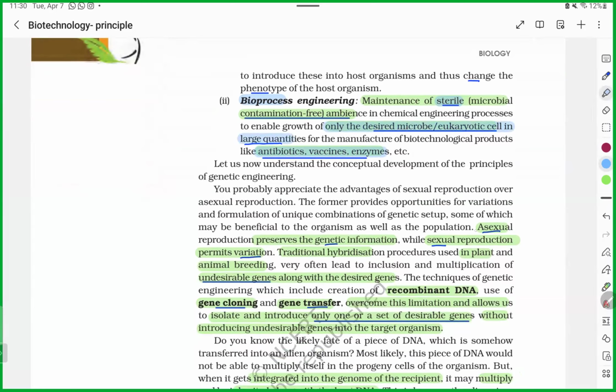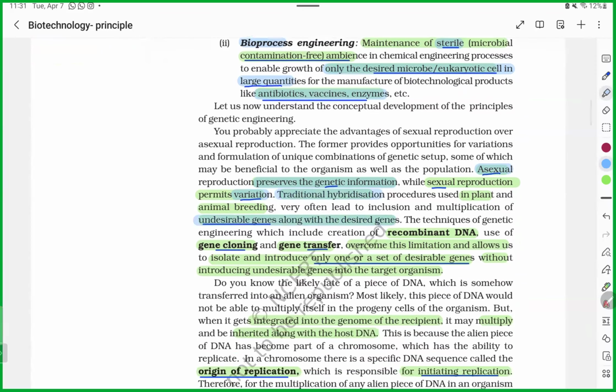Correct. When we study asexual reproduction, we maintain genetic information. We manage genetic information because it is copy paste. Sexual reproduction gives variation. In the old hybridization process, you can bring change by hybridization, by animal breeding. But the problem with traditional hybridization is that you get undesirable things also.